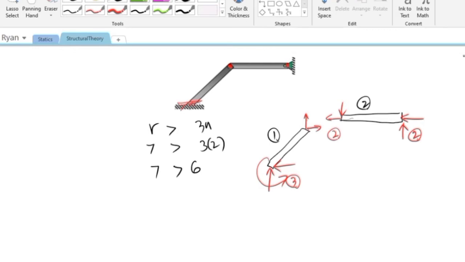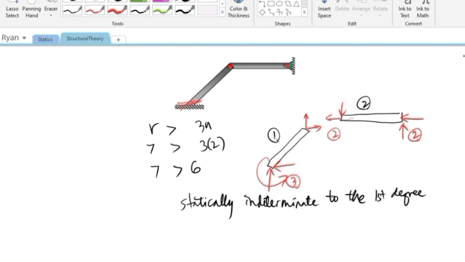So, since 7 is greater than 6, we can say that this is statically indeterminate to the 7 minus 6, 1, so that's first degree.